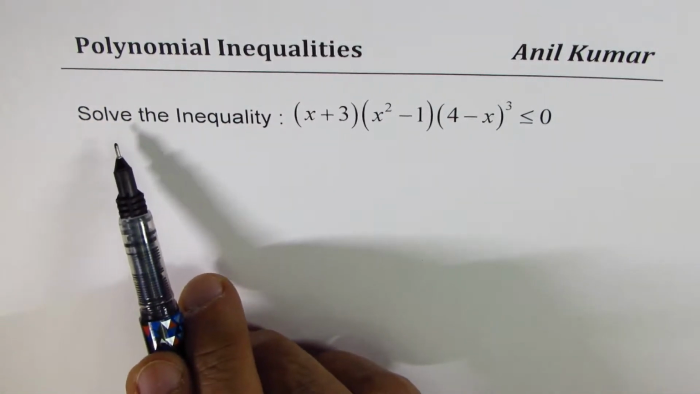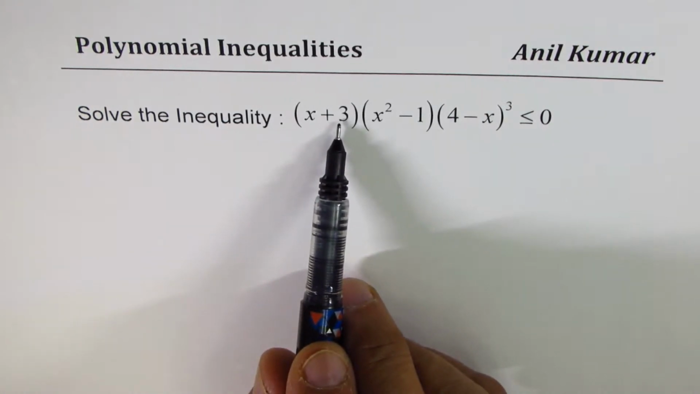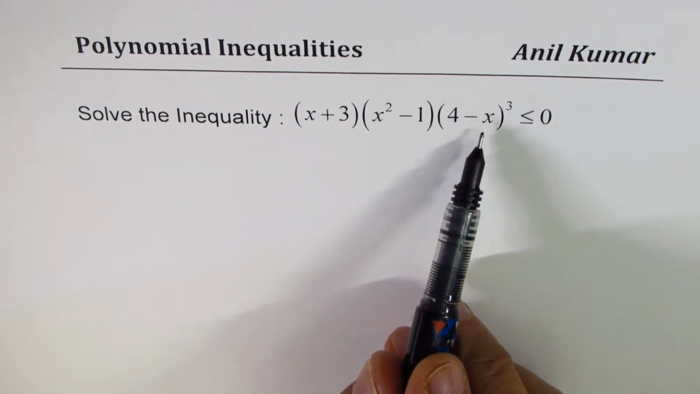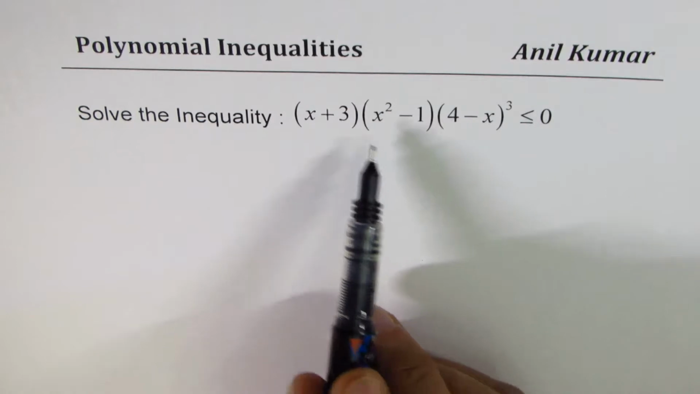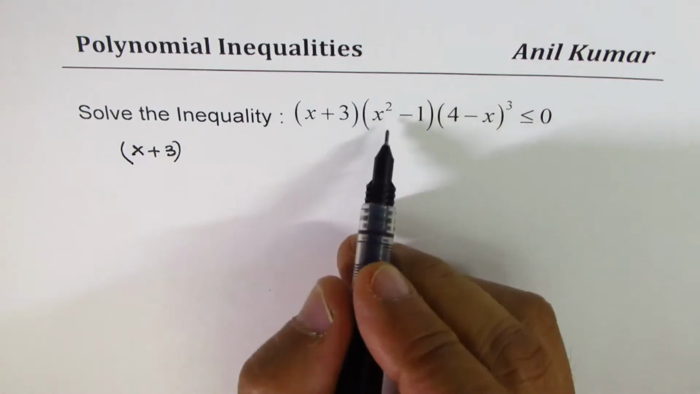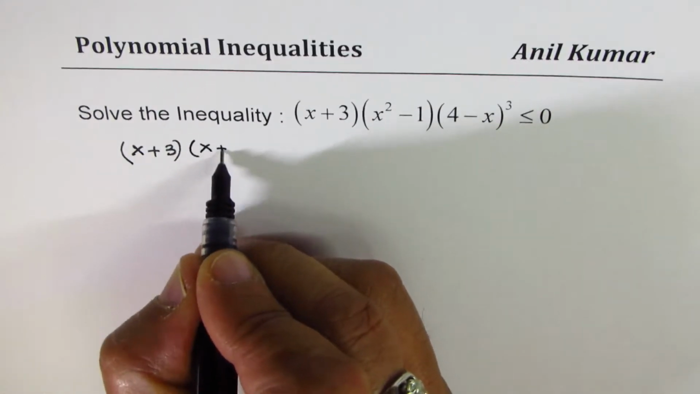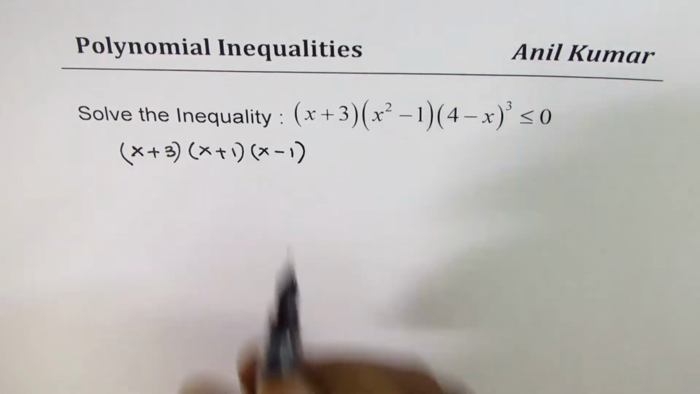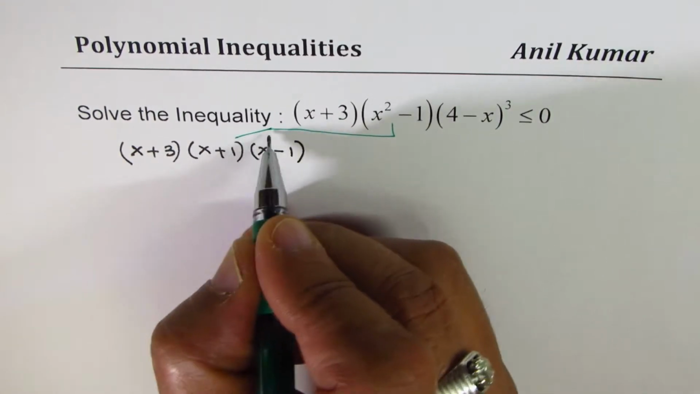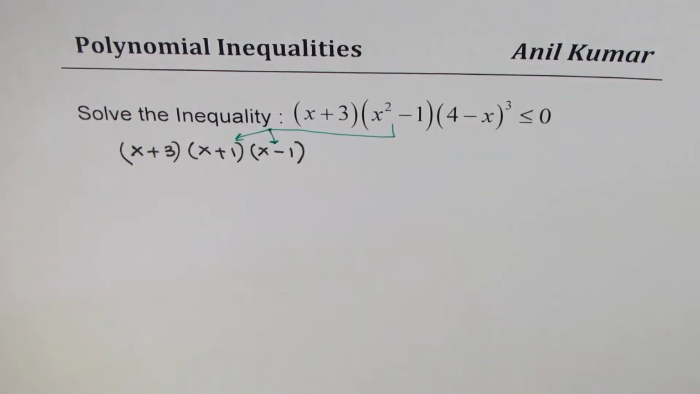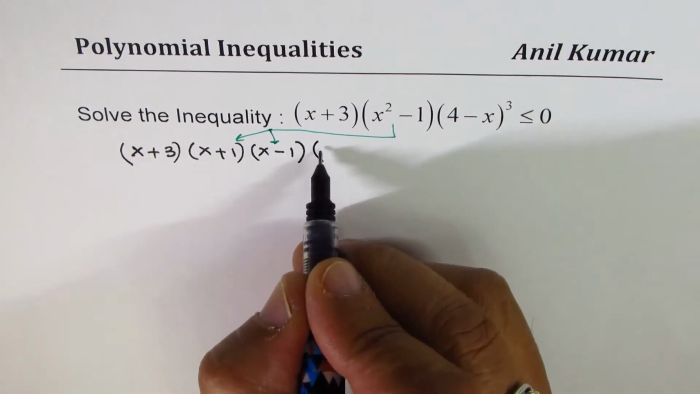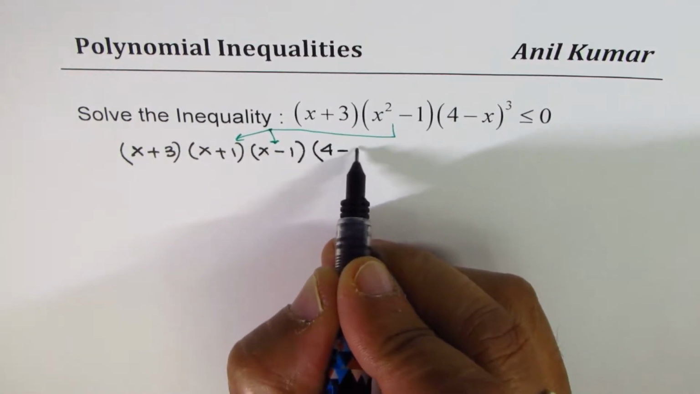Now the question here is, solve the inequality (x plus 3) times (x squared minus 1), this can be factored, perfect, times (4 minus x) whole cube, less than or equal to 0. Let's rewrite this. We have x plus 3, that's one factor. x squared minus 1, I could write as (x plus 1) times (x minus 1), correct? So it splits into these two factors. How about the last factor, (4 minus x) cubed?